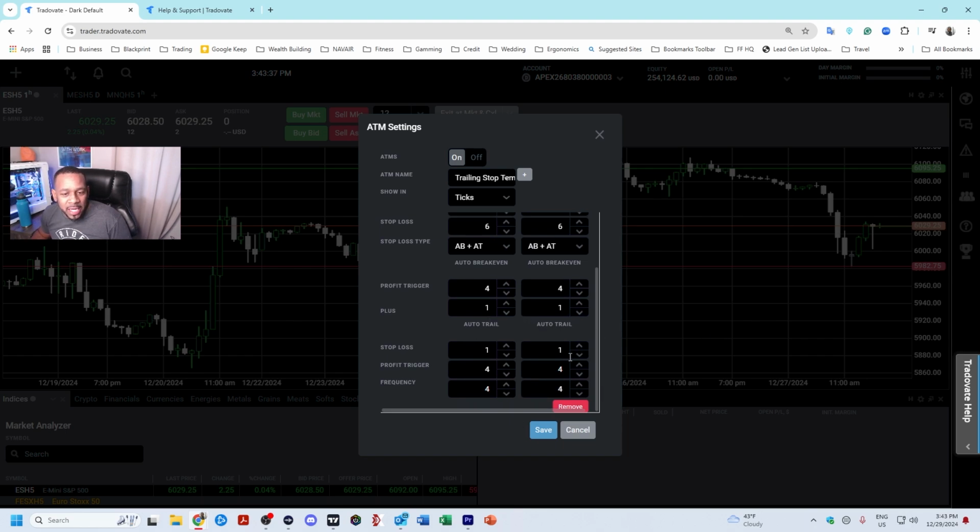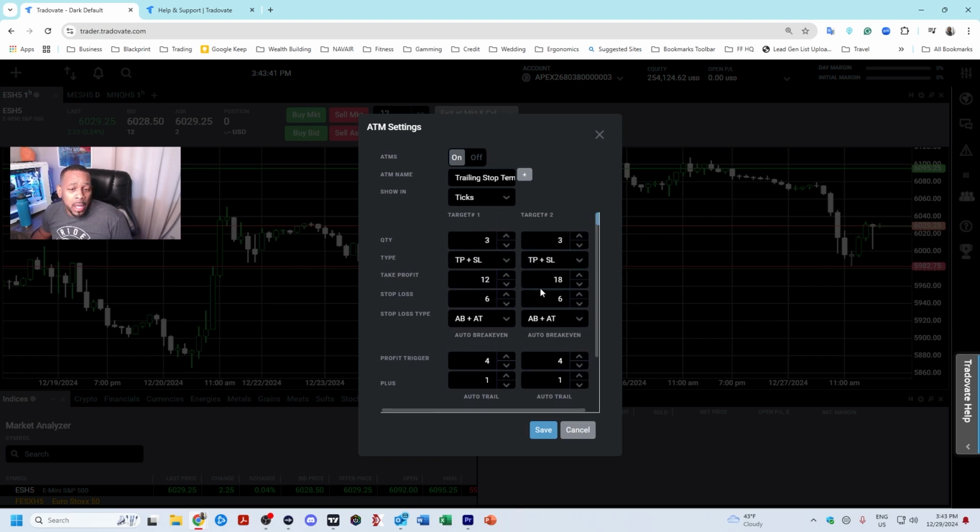So as it initiates, it auto trails, and every 4 it moves up. Only difference is, in this case, my take profit is 18. Stop loss is still the same. And this way, I initiated a buy of 6, but I have 2 targets.